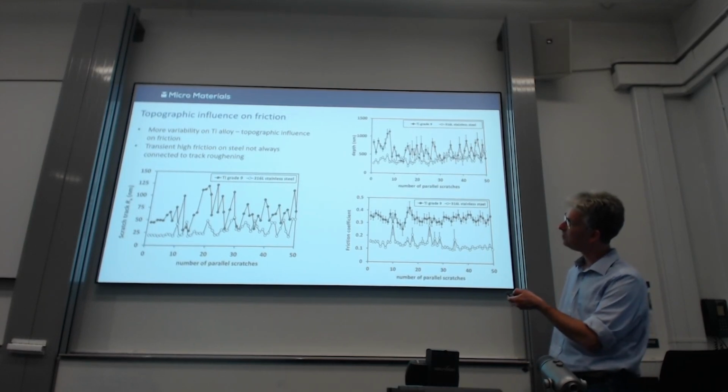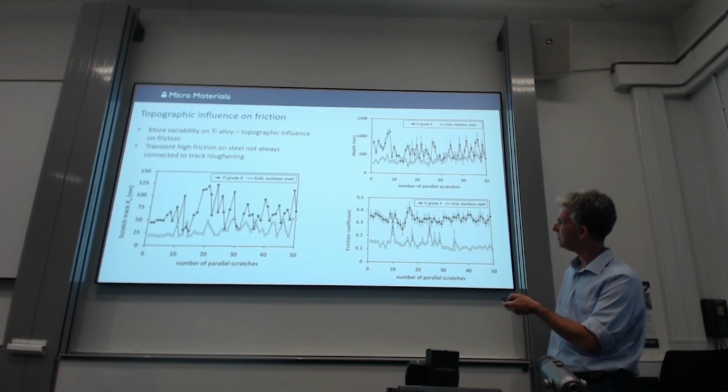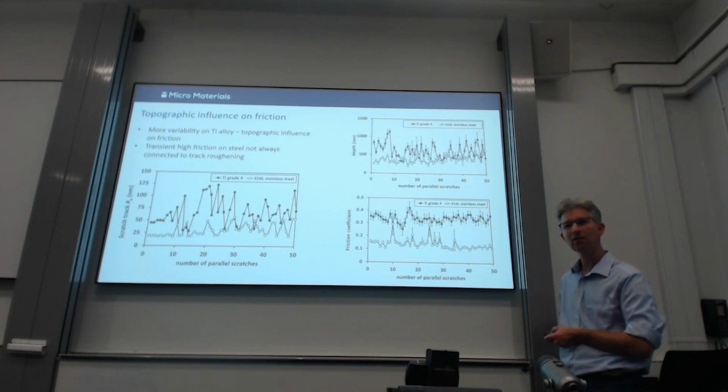There's some correlation between high friction and this roughening in the track. You see here, for example, but some of these have got high friction and they're not correlated. So there's quite a lot going on.